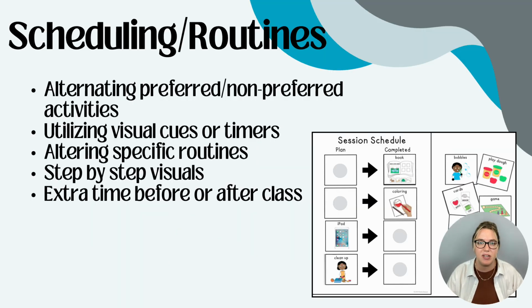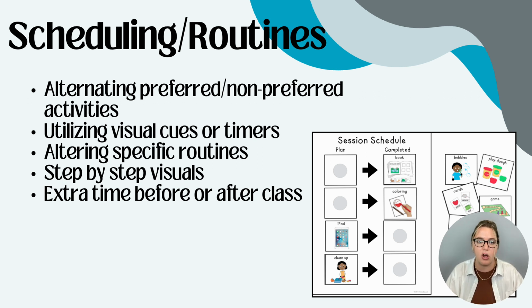So the next thing we're going to talk about is scheduling and routines. For learners on the spectrum, routine is so important and vital. So you can create this into an antecedent-based intervention and be able to prevent some problem behavior you might see that students might have because they don't know what's coming up in their day. It might create some extra anxiety if they're not sure what to expect next. So scheduling and routines can prevent that.